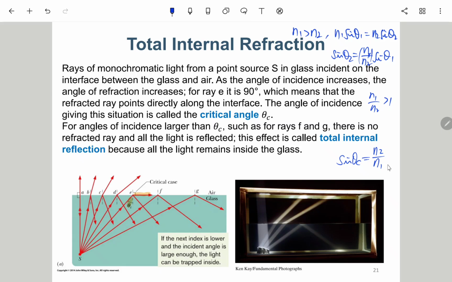But if theta in is larger than theta c, then the right hand side will be larger than 1, so there won't be any real solution for theta 2. So we don't have a solution for the refractive angle, which means that all the light will be reflected. Like F and G will be here. All the light is reflected. This is called total internal reflection. I suppose you should also have learned this phenomenon in high school optics.